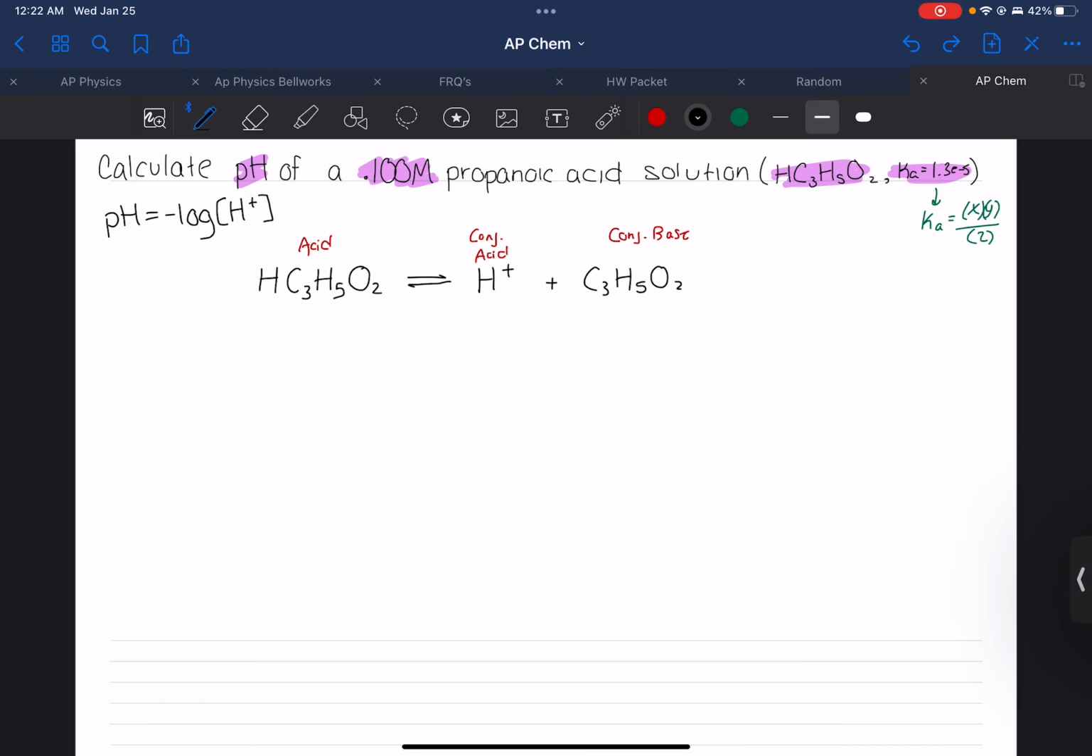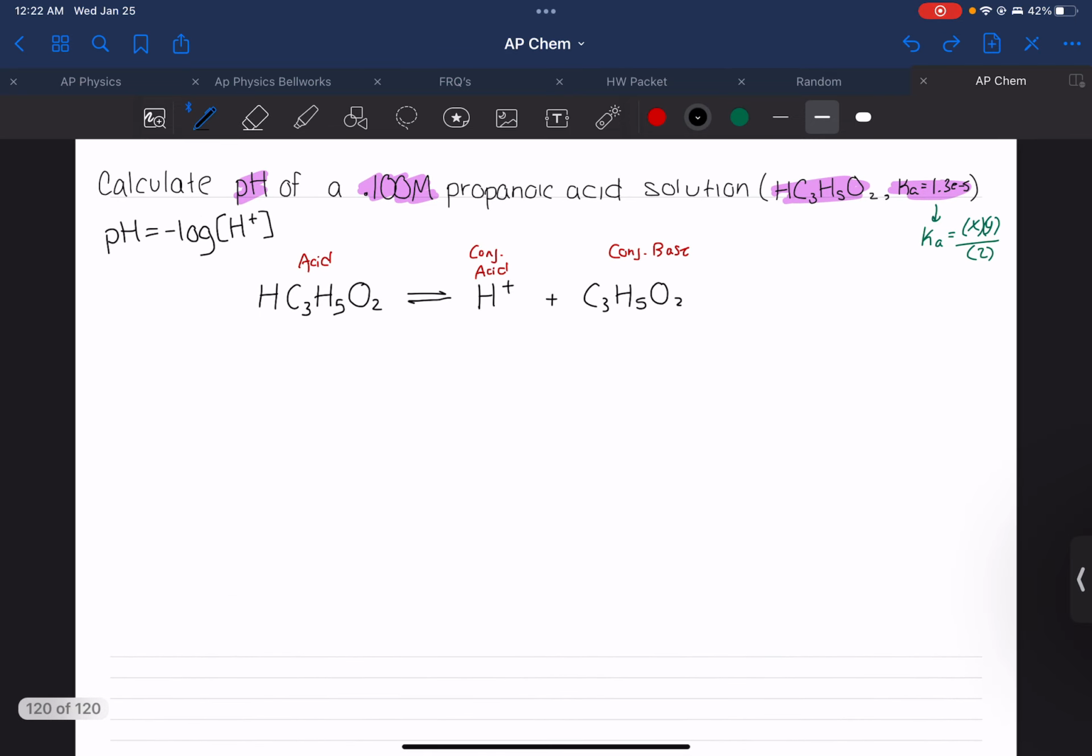Now I know I need to solve for H+, and it gives me my Ka, which means I'm going to go ahead and set up an equilibrium expression. My Ka is going to equal my products over my reactants. My first product, my H+, multiplied by the concentration of this product. I forgot to put the symbol. All of that actually over the whole acid, right?